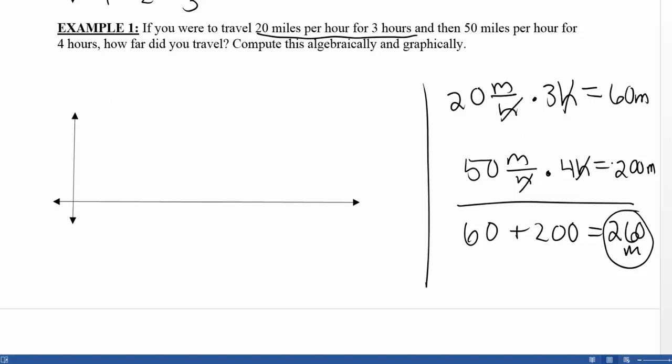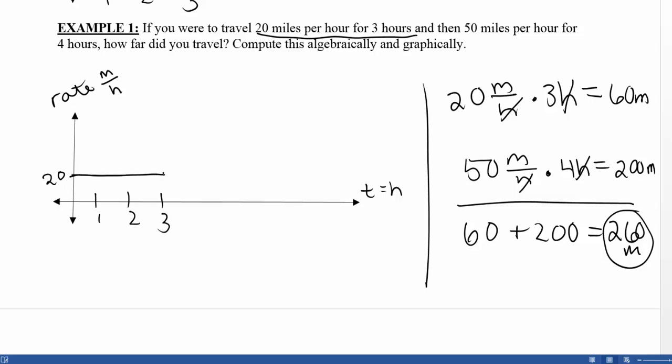So if I were to graph this scenario and analyze it graphically, again, I'm going to plot my rate on my dependent axis and my time on the independent axis. So my rate here again is going to be in miles per hour, and my time is going to be in hours. And so the first rate that I'm traveling is again constant. That 20 miles per hour is just a 20. There's no variable with it, which means I'm going to have a horizontal line, and I do that for 3 hours. So I'm going to do that from time equals 0 to time equals 3.